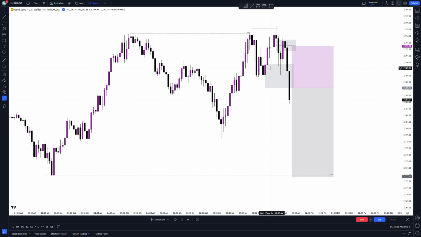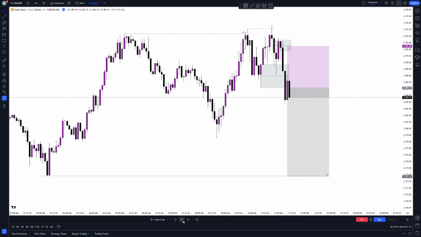But if you are finding these setups, you can just ignore them, because these setups are no more risk to reward, right? So that's why I also ignore these setups. So let's see what is going to happen, if it is working or not.